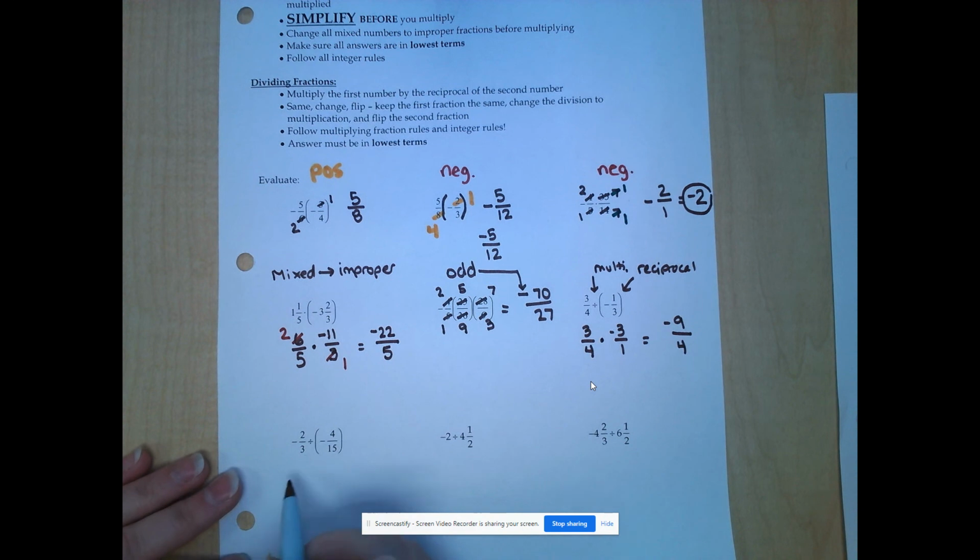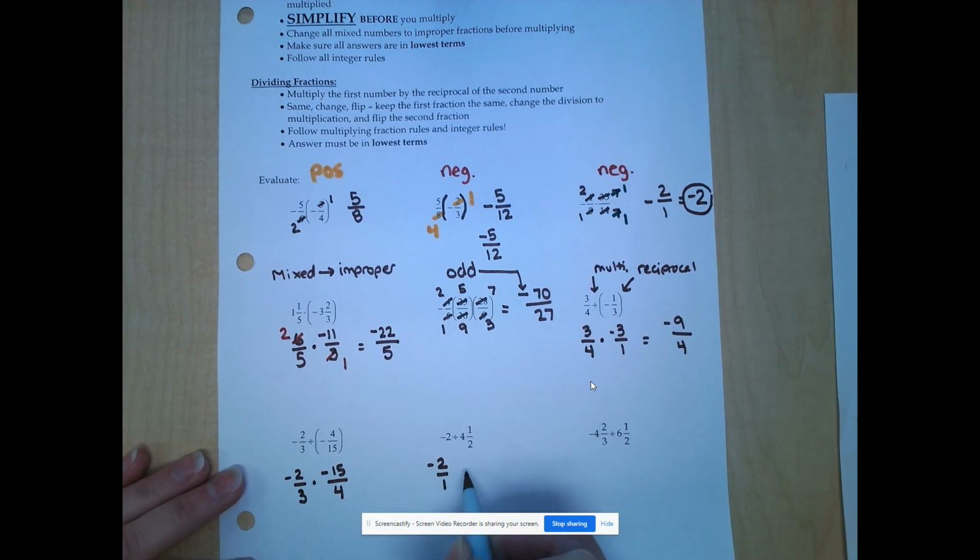This one, same idea, -2/3. We would change it to multiplication, and we would use the reciprocal, -15/4. -2 is the same as -2 over 1. Divide, we would change to multiplication. Now, 4.5, I can't flip that. 4.5, I need to know that that's 9/2. So the reciprocal is going to be 2/9, right? I'm changing it from division to multiplication, and I need to change to the reciprocal. I need to flip 9/2 to 2/9.